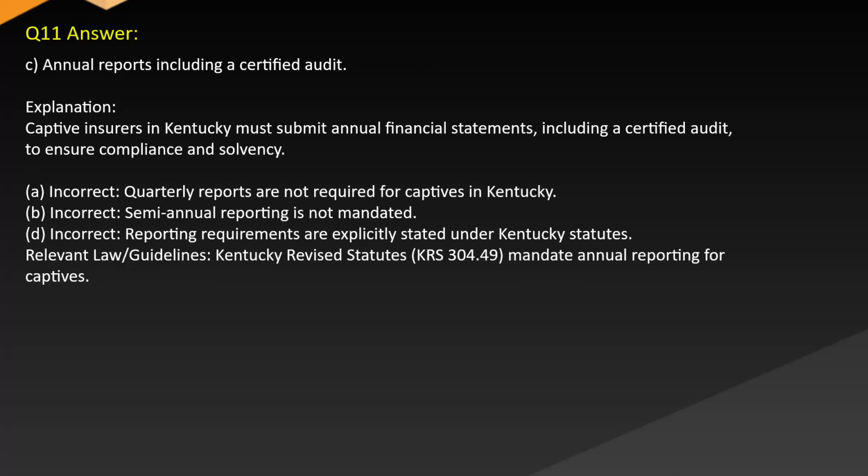Answer: C. Annual reports including a certified audit. Explanation: Captive insurers in Kentucky must submit annual financial statements, including a certified audit, to ensure compliance and solvency. A. Incorrect. Quarterly reports are not required for captives in Kentucky. B. Incorrect. Semi-annual reporting is not mandated. D. Incorrect. Reporting requirements are explicitly stated under Kentucky statutes. Relevant law guidelines: Kentucky Revised Statutes KRS 304.49 mandate annual reporting for captives.